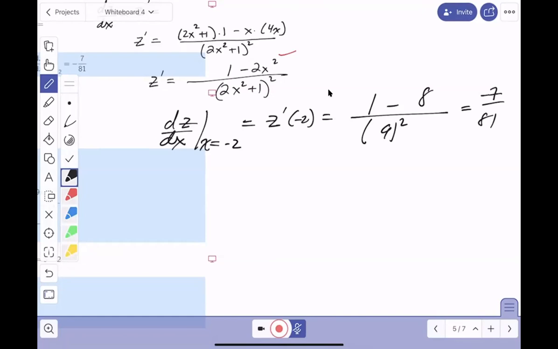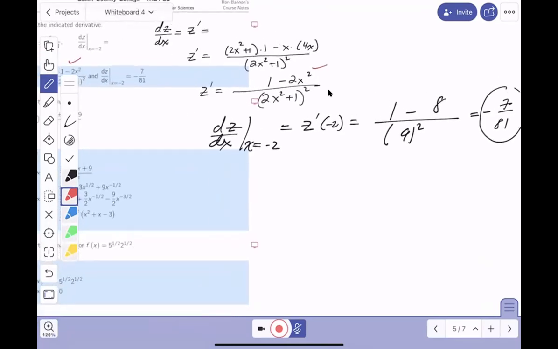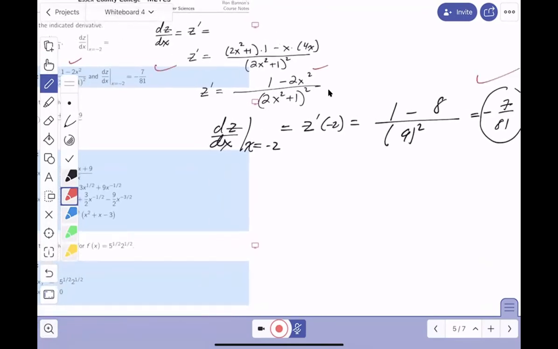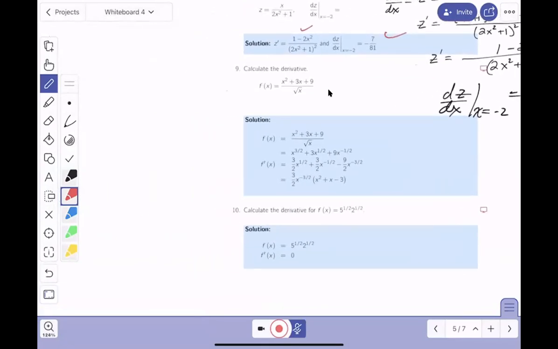Let me get my eraser out. And I'll write it down again. And you should do this when you're on exams too. You want to write things down so people can read it. I did it again. Minus 7 over 81. Who knows? Maybe I made a mistake. No, it's right there. We're doing okay. All right, let's go to number 9.